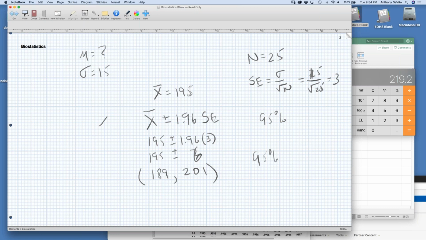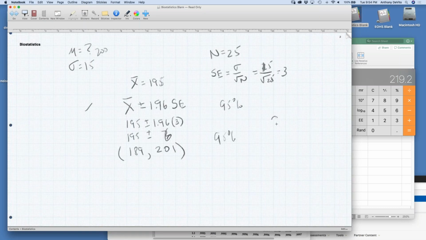In fact, if this is the same distribution we looked at before and it's secretly 200, we achieve that. 200 is between those two numbers. If I want to be 99% certain, instead of using 1.96, anyone want to tell me what I would use? You should know by now, right? I would use 2.58, exactly 2.58 times our standard error.